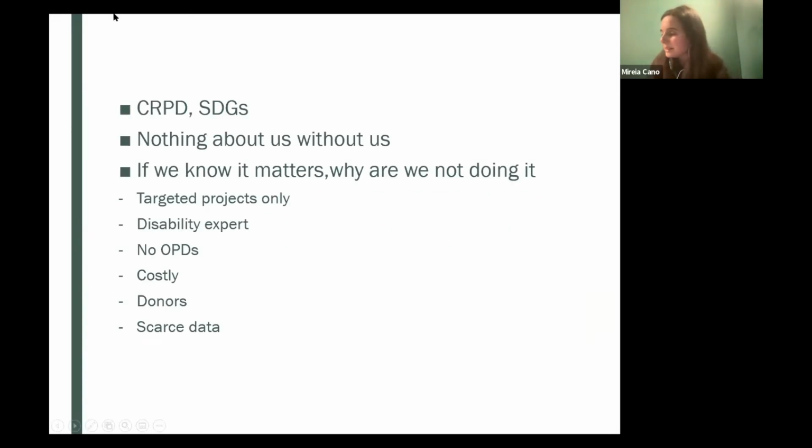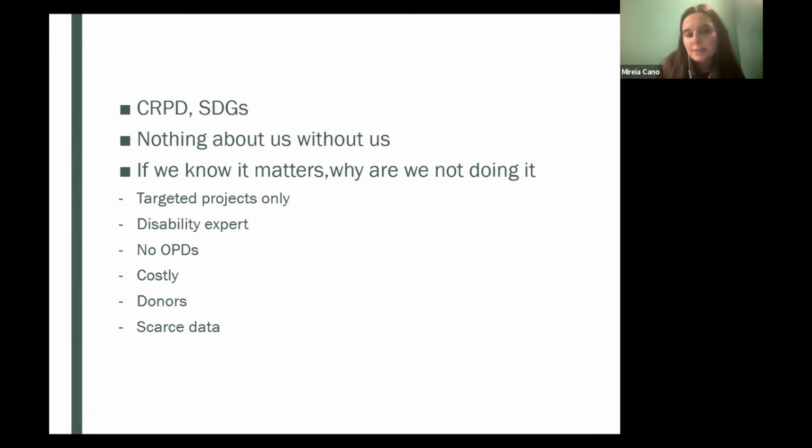We introduced the guidance talking a little bit about the CRPD, the SDGs, and this motto of nothing about us without us. So we consulted organizations of people with disabilities for this guidance. And we collected, and thank you, I know that some of you are in the call, thank you so much for sharing tools and examples of good practices that we have, to the extent possible, reflected in the guidance.